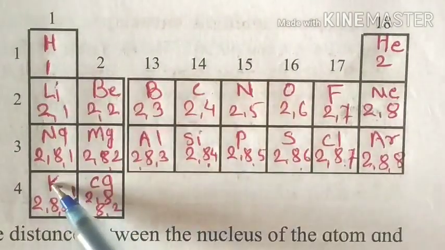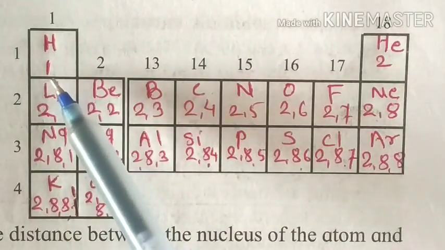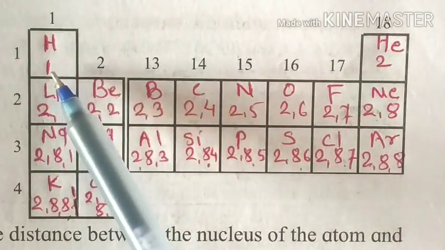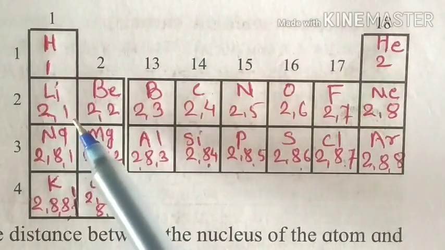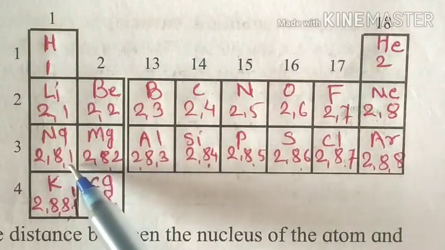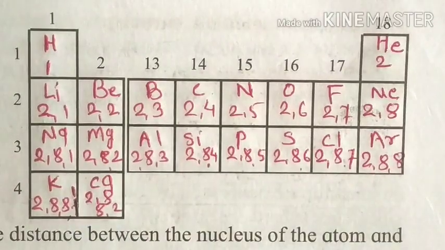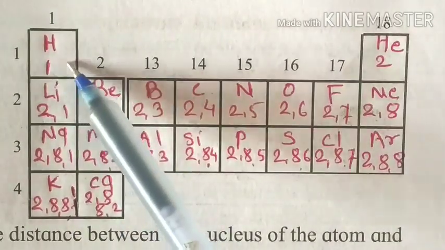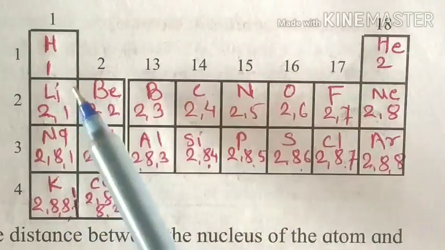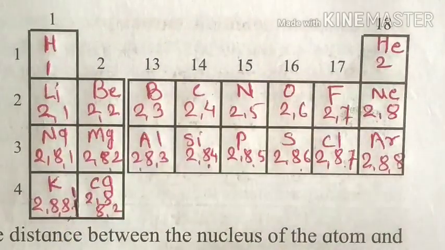See, this is the first group. This is hydrogen. It has only one electron in its first and last orbit. Lithium has one electron in the last orbit. Sodium has one electron in the last orbit. And potassium also has one electron in the last orbit. So the valency of all these members present in group 1 is 1.